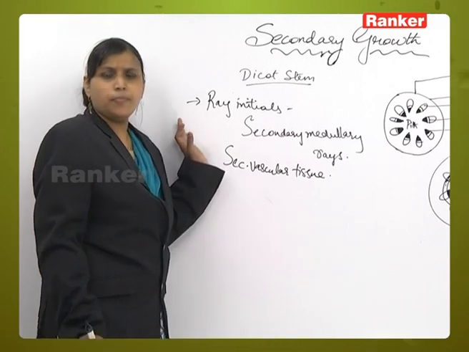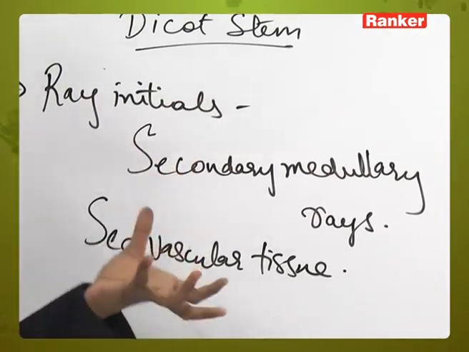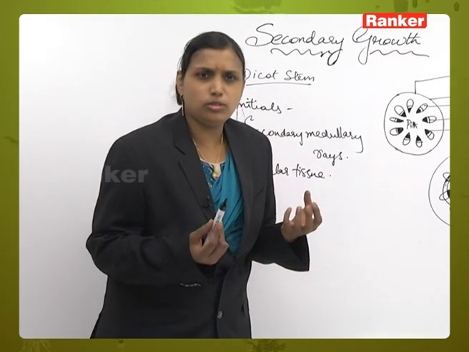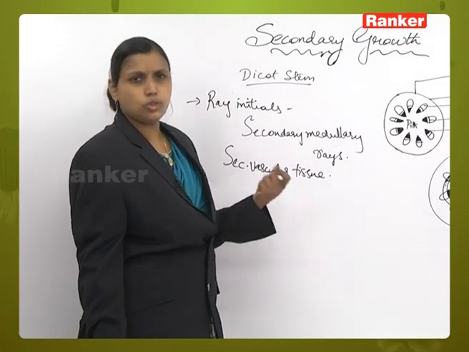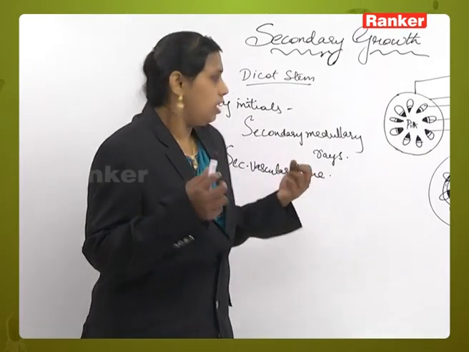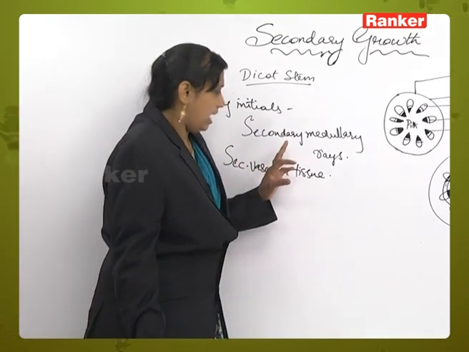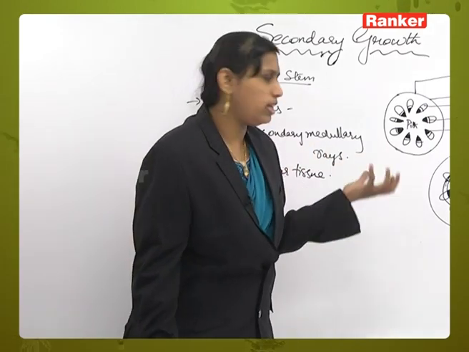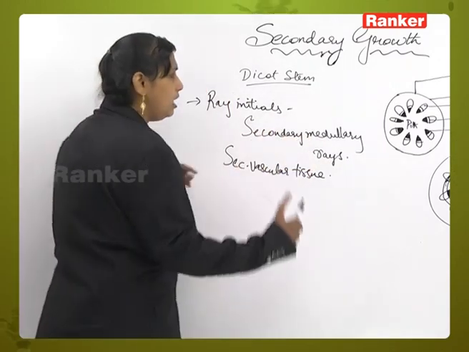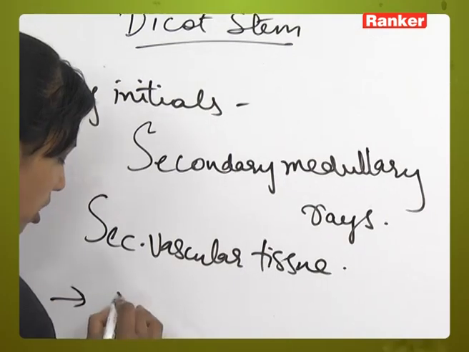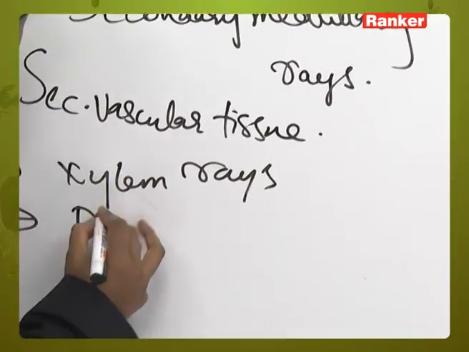Okay, ray initials undergo periclinal divisions and give rise to n number of parenchyma cells, or it may lead to the development of secondary vascular tissue. In addition, in secondary vascular tissue, it develops parenchyma rays in between the vascular bundles. Those are called secondary medullary rays, and the water and food storage materials are transported radially through these medullary rays. Okay, now here we come across two terms, xylem rays and phloem rays.